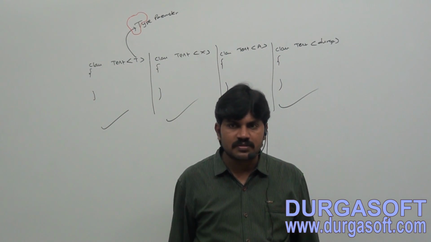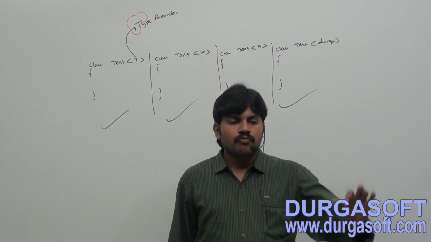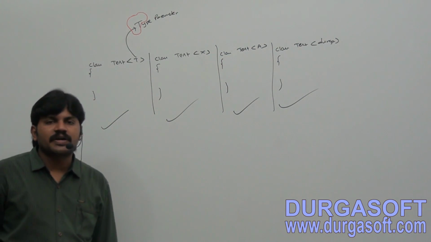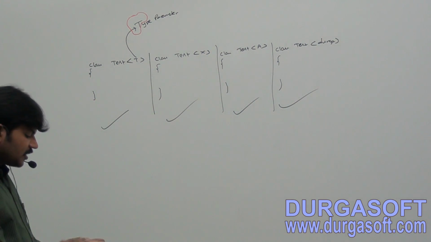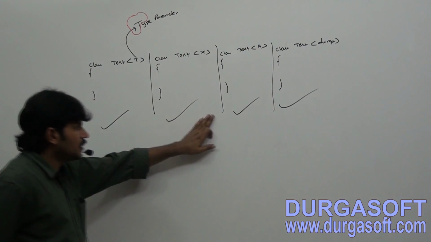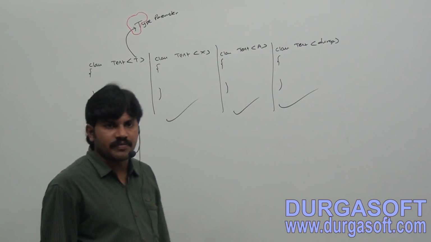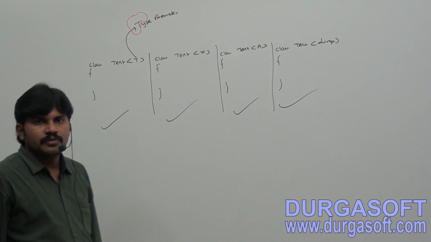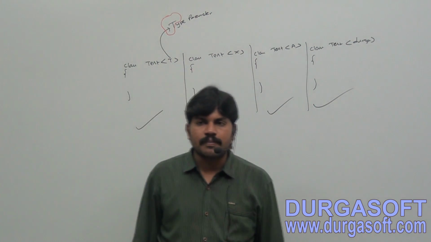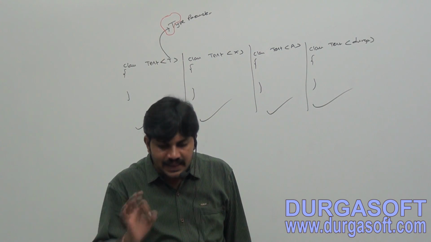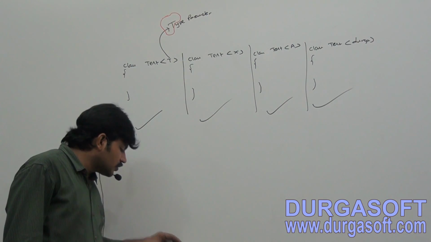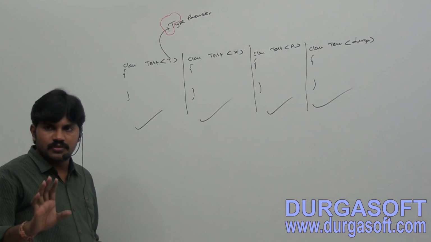Better to take T within single quotes as the type parameter T. We can take any valid Java identifier, but it is convention to use T. That's all. Are you able to understand?